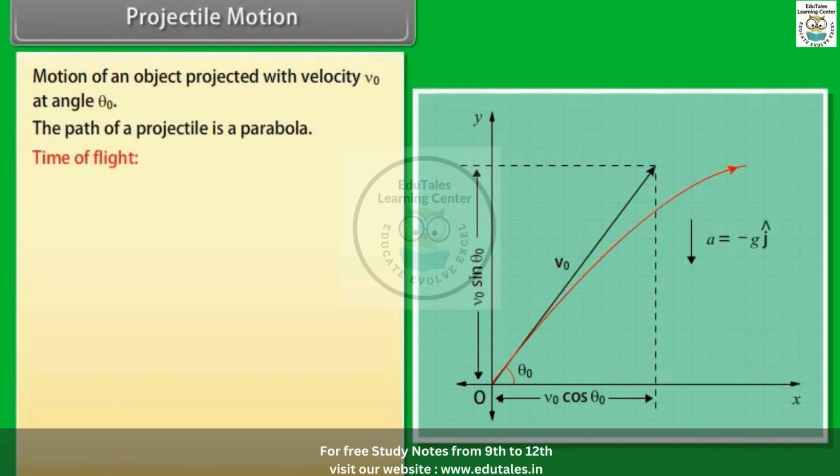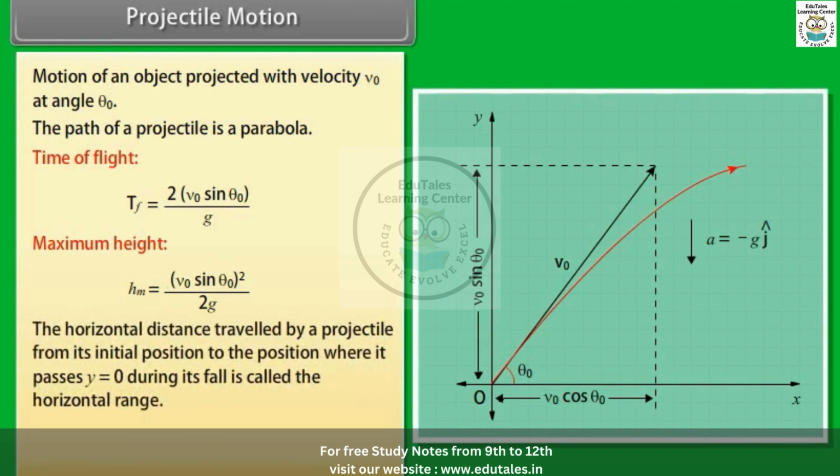Time of flight of a projectile is Tf equals 2 v naught sin theta naught divided by g. Maximum height of a projectile is Hm equals (v naught sin theta naught) squared divided by 2g. The horizontal distance travelled by a projectile from its initial position to the position where it passes y equal to 0 during its fall is called the horizontal range. Horizontal range of a projectile is given by v naught squared times sin 2 theta naught divided by g.